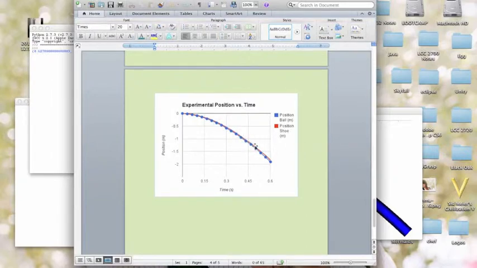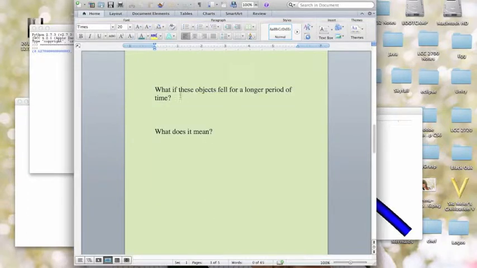And as you can see, as it starts getting later on in the duration of the free fall, the shoe begins to slightly, just very slightly, lag behind a bit. And this is due to the drag force, and I'll explain why it affects the shoe more in just a moment. What if these objects fell for a longer period of time? Well, the effect of drag force would become more apparent, making the shoe lag noticeably behind the ball.